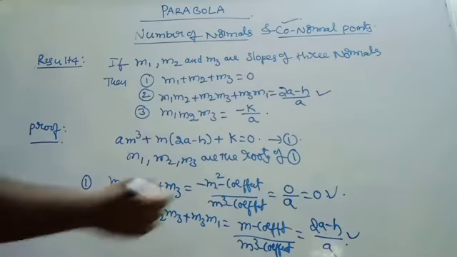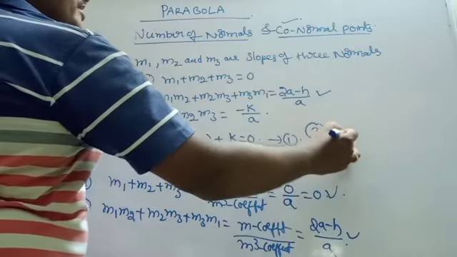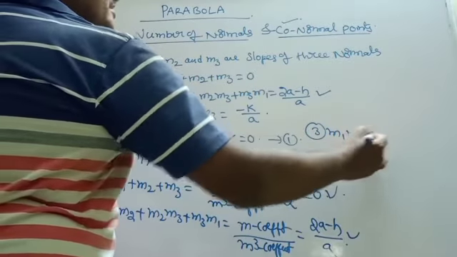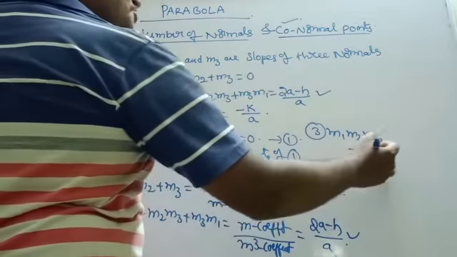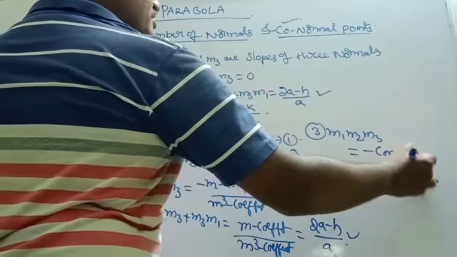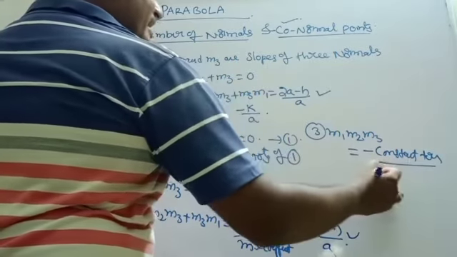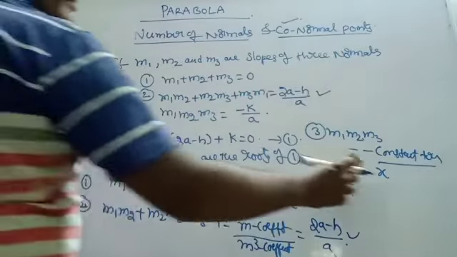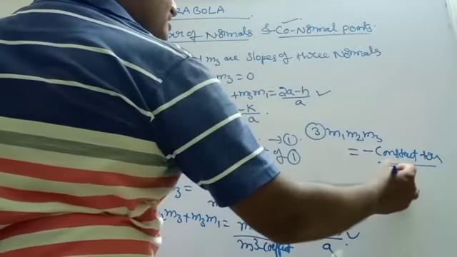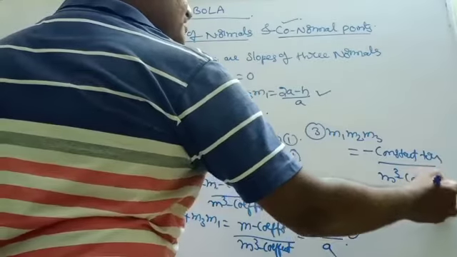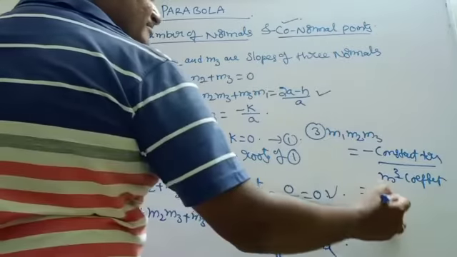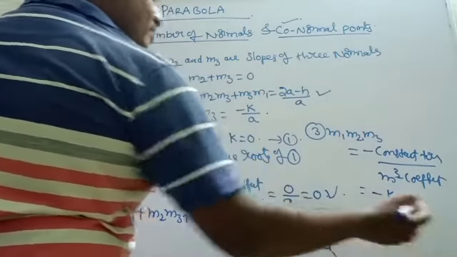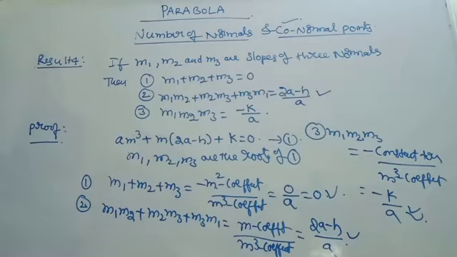Wonderful. Now the third one is m1 into m2 into m3. The product of the three roots is nothing but minus the constant term divided by the x³ coefficient. X³ means here the m³ coefficient. The constant term here is k. So the product is minus k by a. Like that we have got nicely the third result also. Therefore, it's a very important result, my dear students.